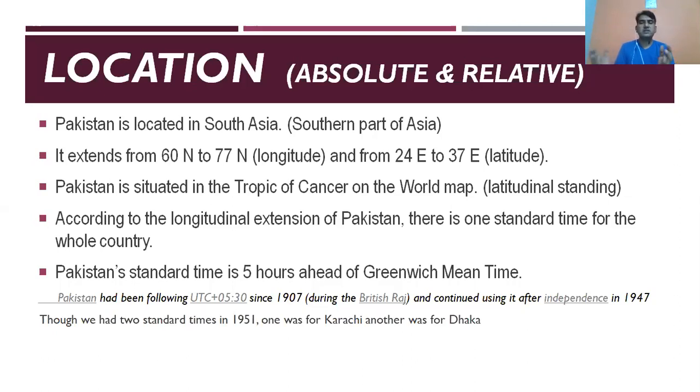One standard time was for Dhaka and one for Karachi. Dhaka was 30 minutes ahead, because Dhaka was so far from the rest of Pakistan. Bangladesh is 1,000 kilometers away from Pakistan. So it was natural that we had two standard times, because we had a long area to cover for one country.